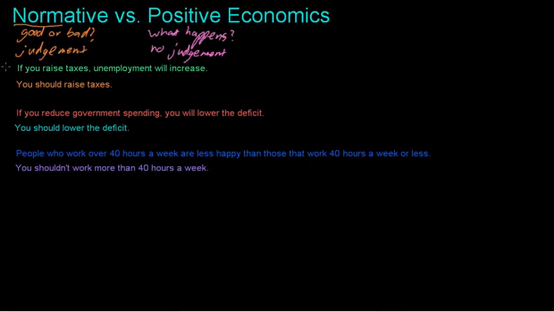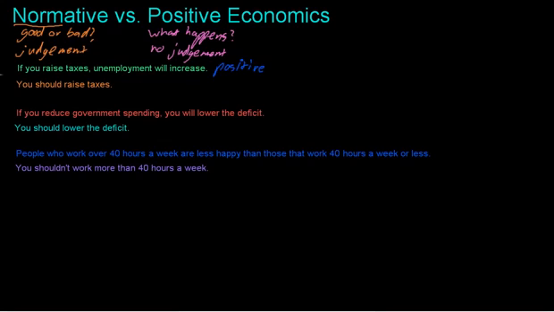So the statement, if you raise taxes, unemployment will increase, is that positive or is that normative? And the answer here is that this is positive because it's not making any judgment whatsoever. So there, it's simply saying if you raise taxes, unemployment will increase. That's just what we've seen in the past, and there's lots of reasons to believe that that's the case. So that's our theory.